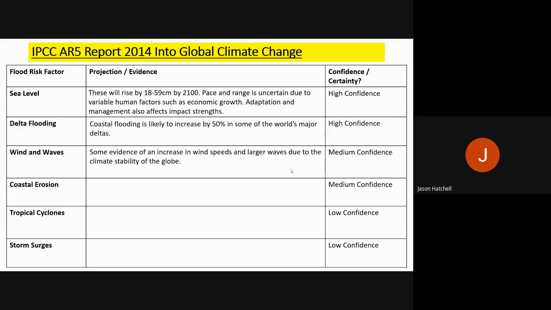The next one is coastal erosion. There is a medium confidence that coastal erosion will continue to increase because of the combined problems above. So weather patterns changing, weather systems changing, sea levels rising, and weathering impacts. So all of this means that coastal erosion is likely to continue to rise.